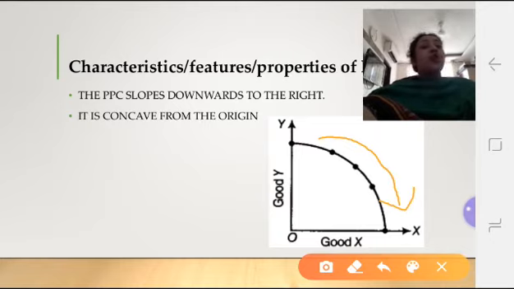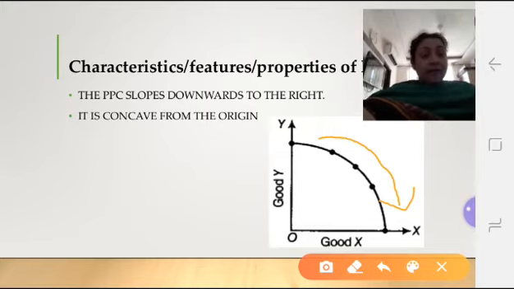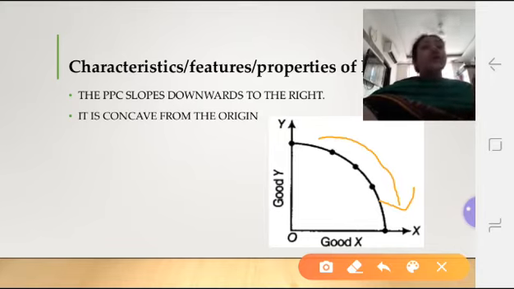Whenever a curve slopes downward to the right, it shows a negative slope, which means that if we are gaining some of the commodity, then we have to lose the other commodity, right? Because resources are limited, you cannot produce all the things, so you have to choose. If you are choosing to produce more of one commodity, then you have to lose some of the other commodity.